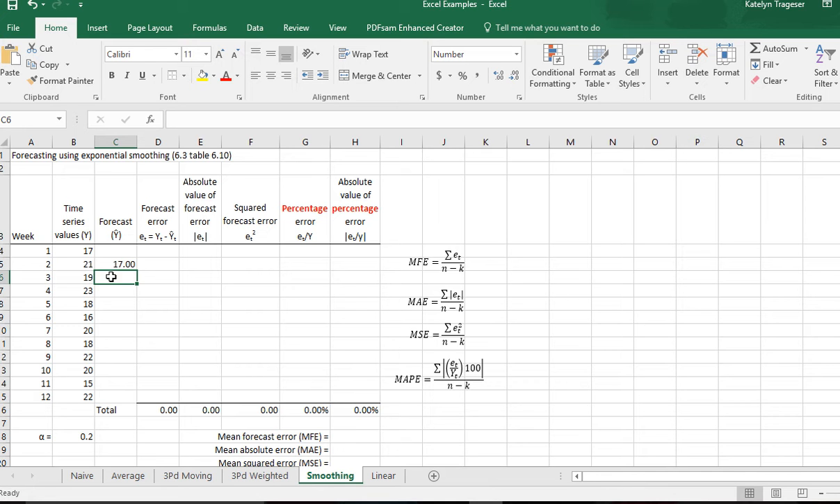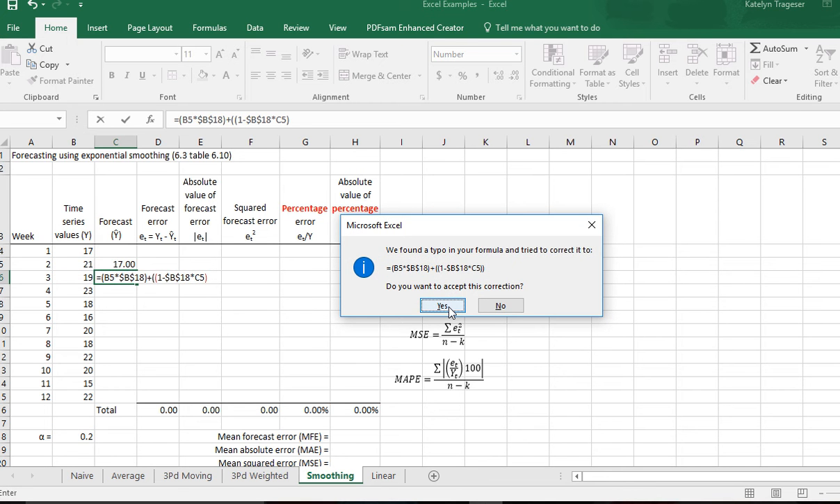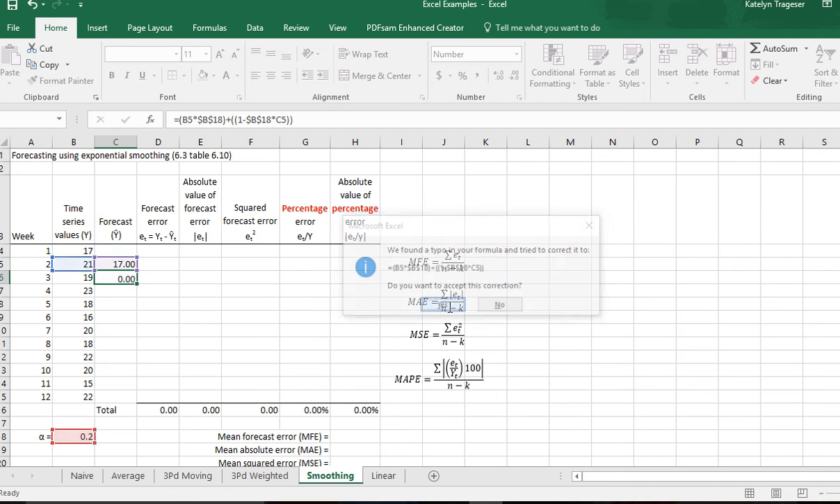So how we do that is our forecast for week 3 is going to be equals our time series value from week 2 multiplied by our alpha, again, that's going to be an absolute cell reference, plus 1 minus alpha multiplied by our previous forecast. Make sure you have all your parentheses in there.